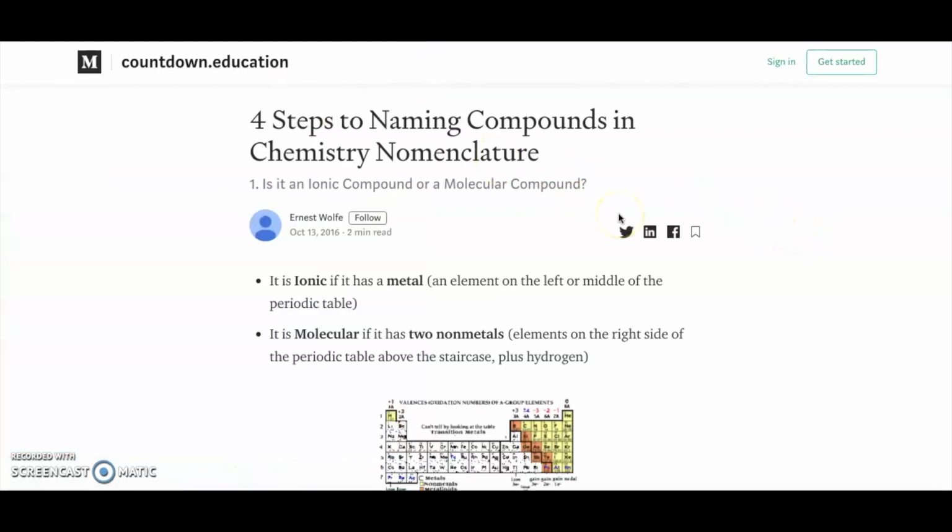Go ahead and do one of them, all of them, as many times as you'd like. Use these notes that I found in the article. Use your foldable. Don't forget to have your periodic table out to go ahead and help you answer these.